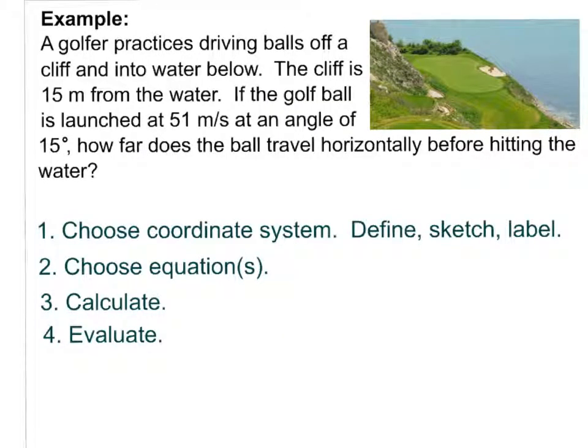So let's do a practice problem together. Let's suppose that a golfer is practicing driving balls off of a cliff and into the water below. The cliff is 15 meters up from the water, and the golf ball is launched at 51 meters per second is its initial velocity, and it's launched at an angle of 15 degrees. How far does the ball travel horizontally before hitting the water?